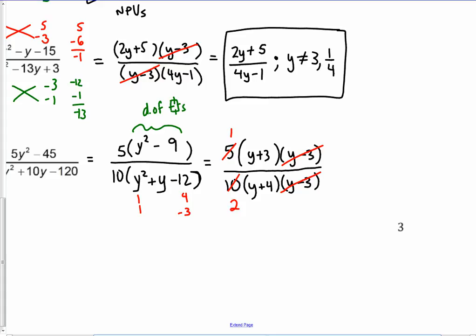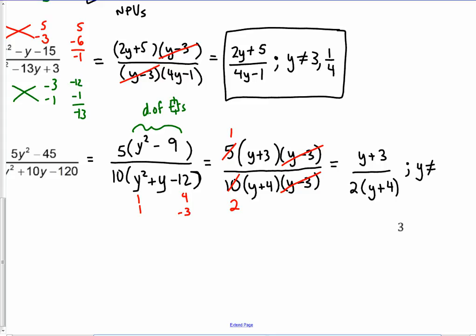Okay, so we leave things in factored form, especially if there's more than one factor. On the numerator, is there just one factor or more than one? Just the one, y plus 3. So that doesn't need to be in brackets. How about the bottom? Yes, we need brackets. We leave it in factored form: 2 times y plus 4. Are we done? Good.